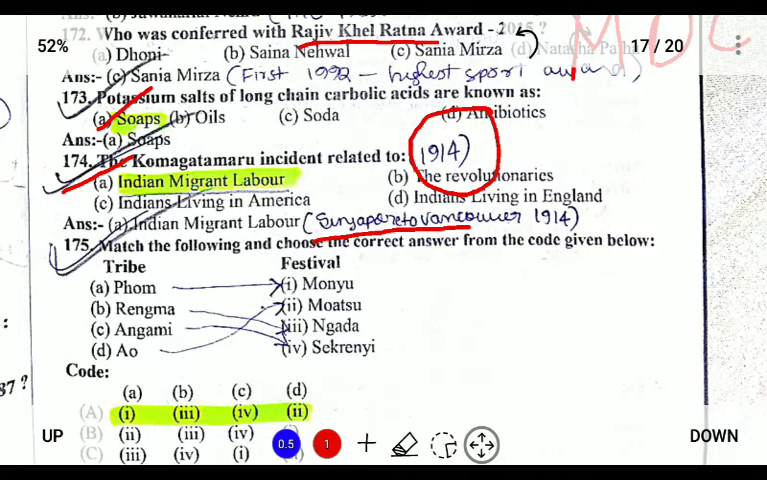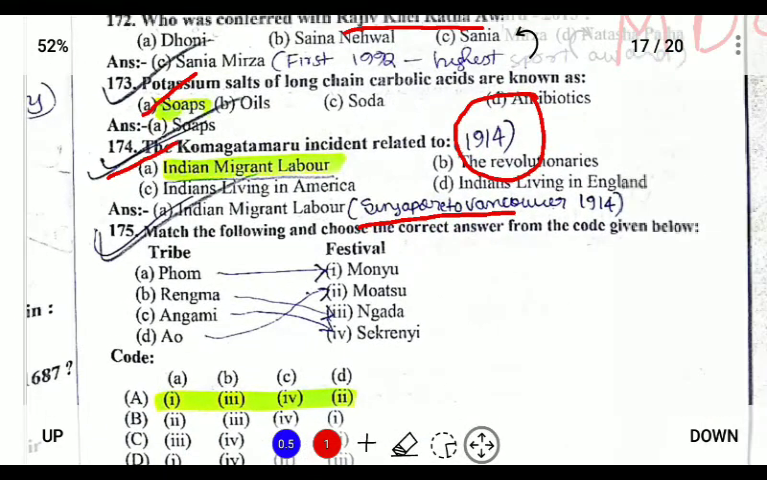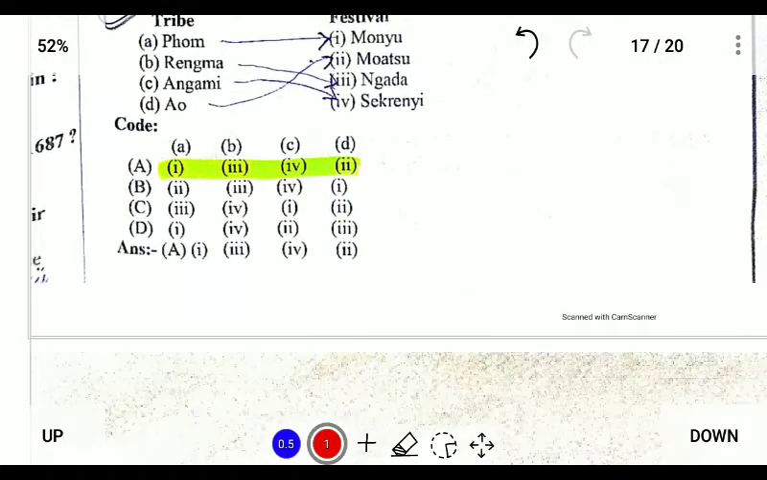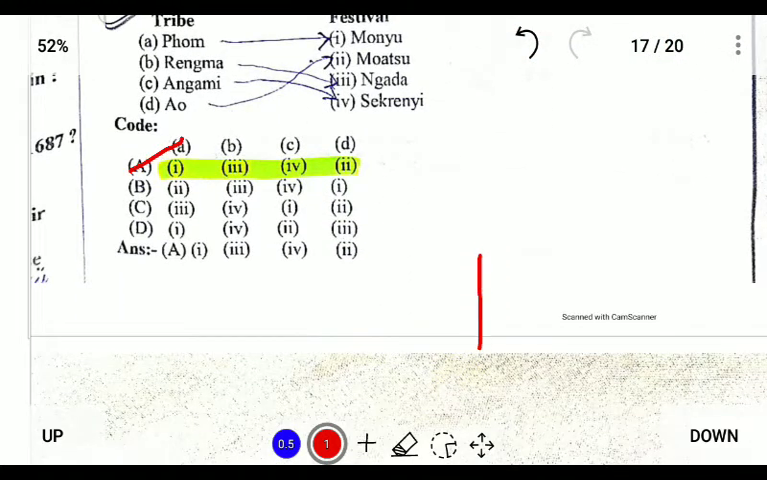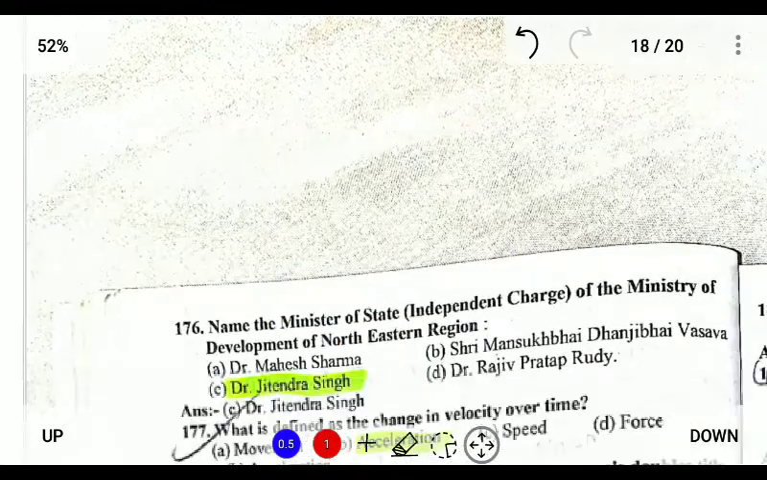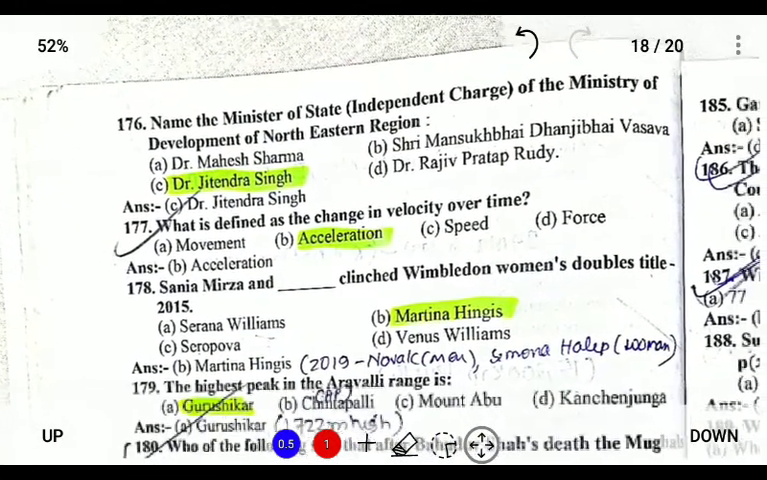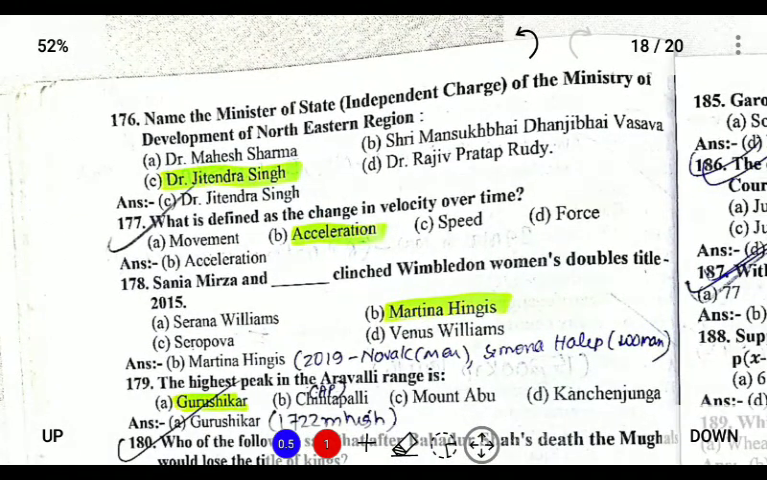Name match the following and choose the correct answer from the code given below. So Pom is for Mungyo, Rengma is for the Ngada, Angami is for Sekirni, and Ao is for Motsu. So the option is A. Next, name the minister in charge of the Ministry of Development of Northeastern Region. So it is Dr. Jitendra Singh.